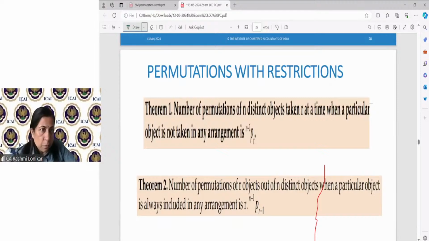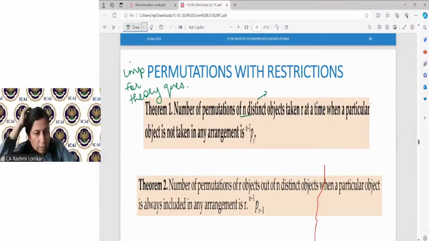This again I'm saying is important for theory. Theory questions. What is the theorem 1? Number of permutation of n distinct things. Distinct means, what do you mean by distinct? And different things. Distinct means that which can be identified separately. They are different. What is the other word? Simple word, different. Taken r at a time.